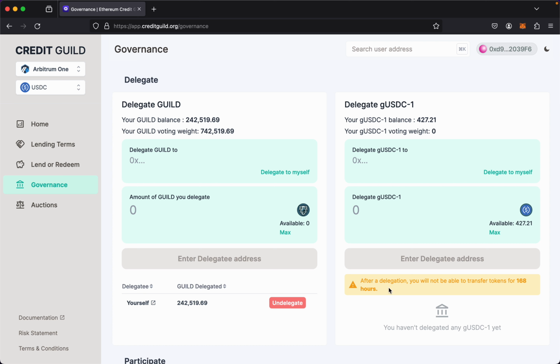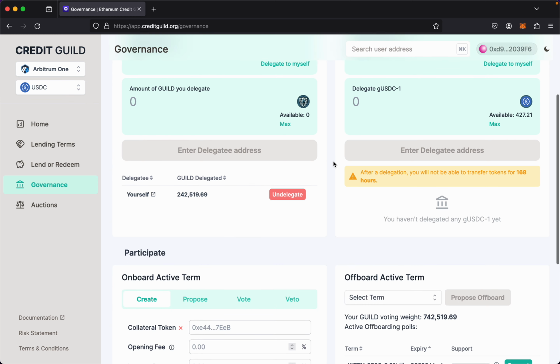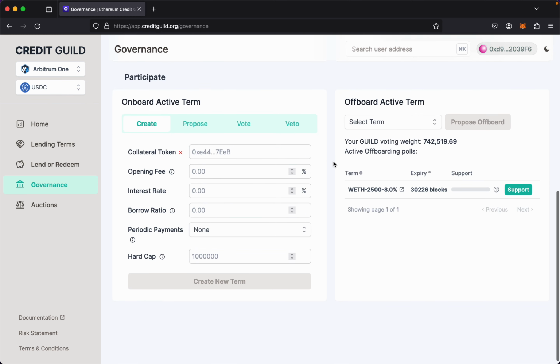Just note that after you delegate, there is a short lockup, 168 hours. That is to prevent griefing from people who temporarily enter the market and try to block changes. If you want to vote, you have to stick around for a little while. You can delegate to yourself, or others will have a page for recognized delegates soon. We do not currently, but you can participate down here. You can onboard new lending terms.